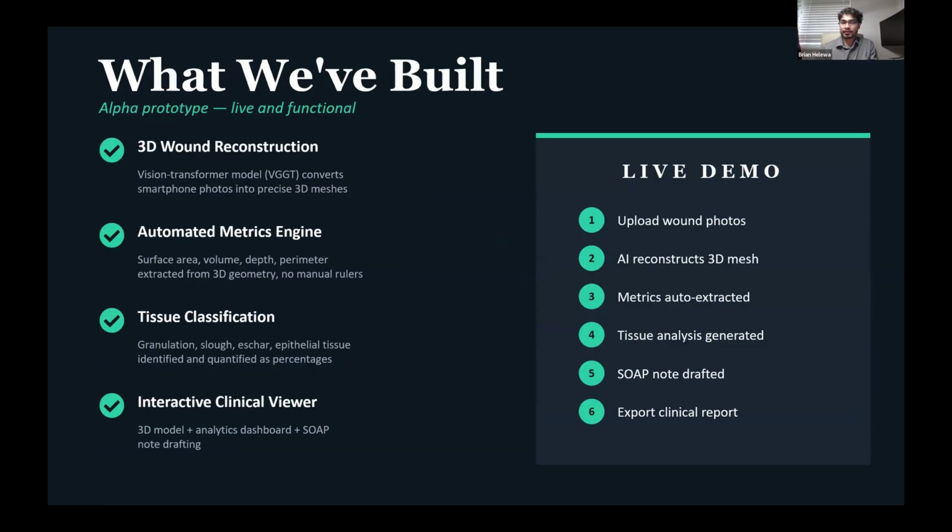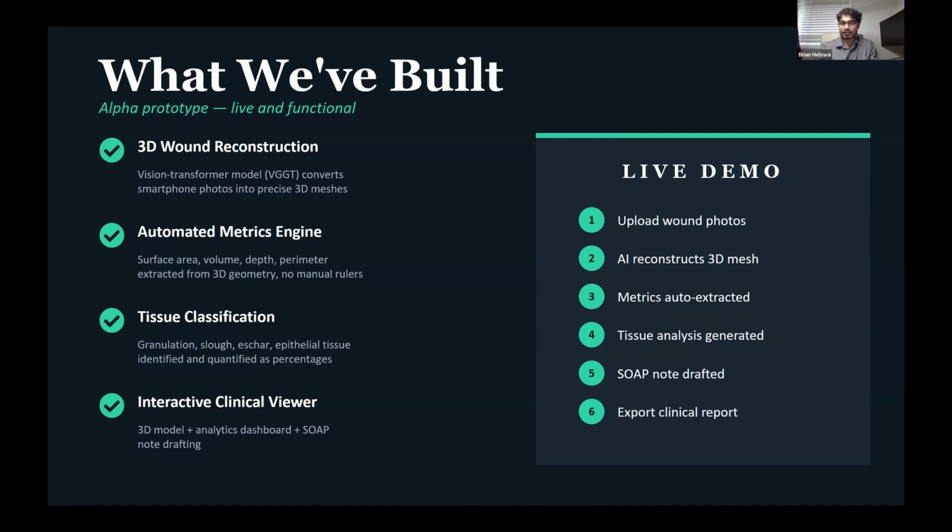So this is the main portion of what we have built with our MVP. There's mainly 4 things. First, which is the 3D reconstruction. We're using a vision transformer model called VGGT. This takes regular smartphone photos and produces a precise 3D mesh. Second is an automated metrics engine. That's for the surface area, volume, depth, perimeter, all these necessary metrics for wound assessment. And they're directly from the 3D geometry of the wound, which is more realistic than a 2D image of a wound, which you'll see a lot of technologies now for wound diagnosing use just a 2D image.